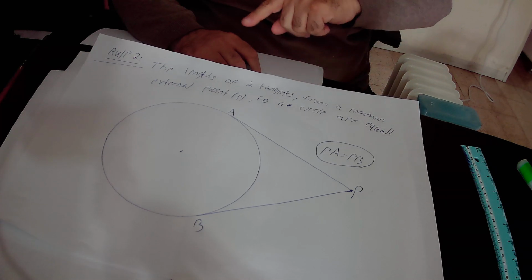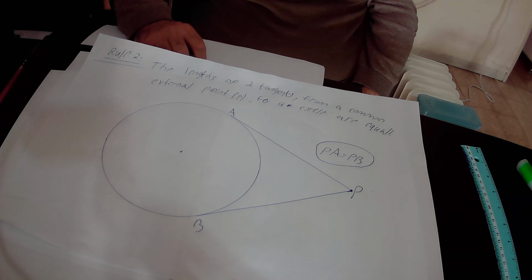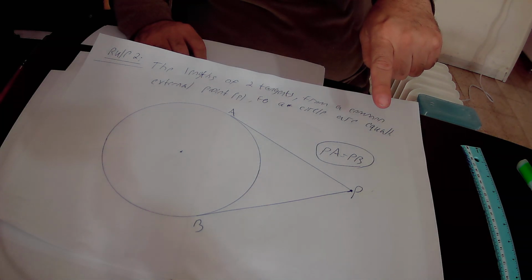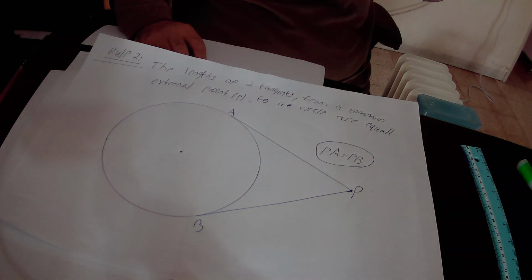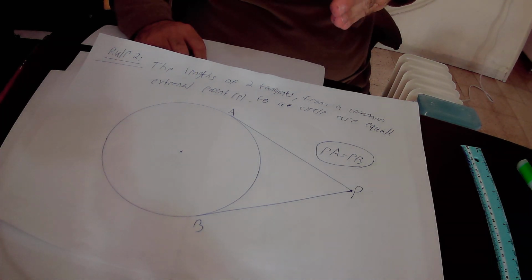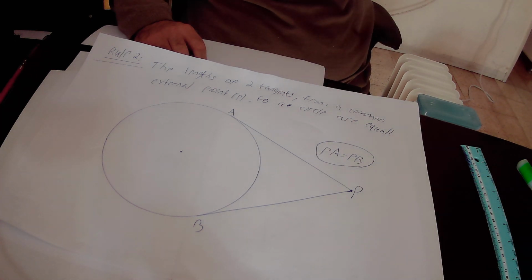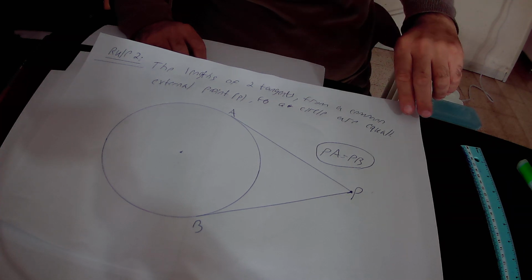According to rule number 2, the lengths of two tangents from a common external point to a circle are equal. We have the common external point P. From the common external point P, we have two tangents to this circle, tangent PA and tangent PB, and according to rule number 2, the lengths of those two tangents are equal to each other. That is to say, PA equals PB. So whenever you draw two tangents to a circle from a common external point, their lengths must be equal to each other.